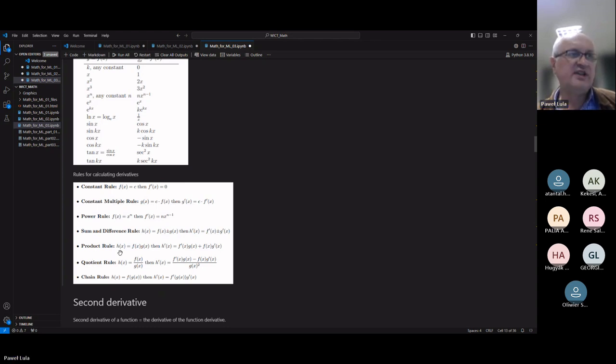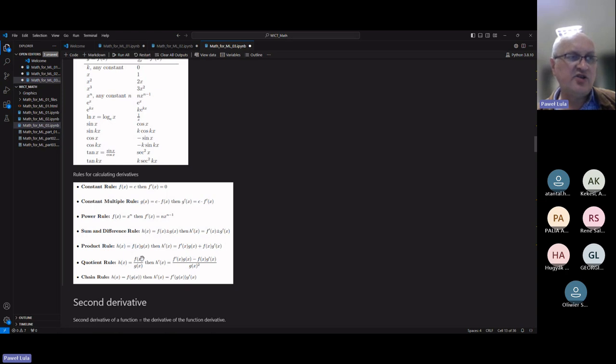Product rule. It may be interesting. We have a function which, decomposed, can be presented as a product of 2 other functions. Then the derivative is defined in this way. So it is a product of 2 functions, so we should calculate this value. The derivative of the first function multiplied by the second function plus the first function multiplied by the derivative of the second function.